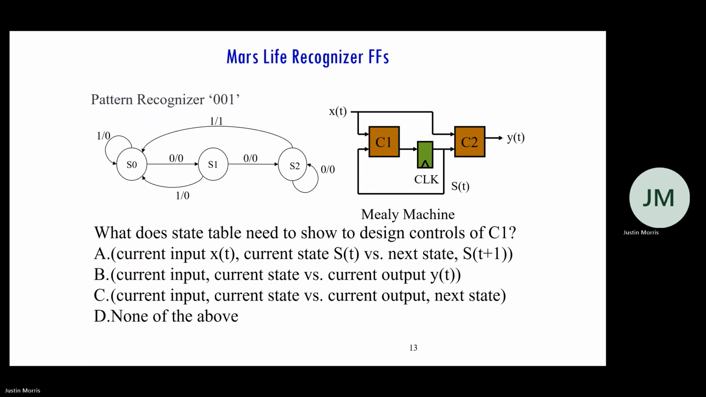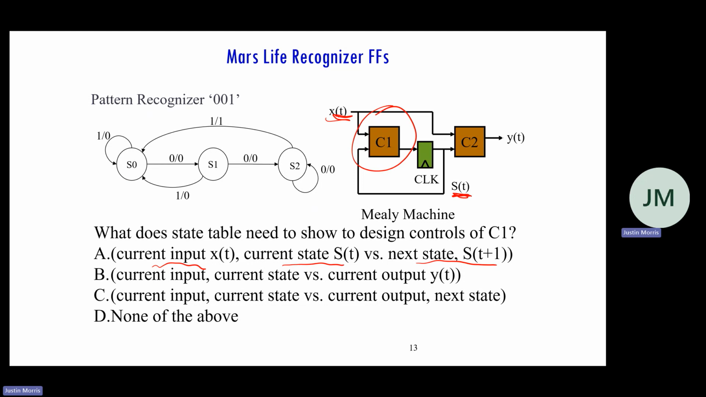So let's go through this one together. The question is, what does the state table need to show to design the controls of C1? So we can just look at C1. What's my input? I have 2 inputs, right? I have the current inputs, and then I do have the current state. And then what is C1 connected to? It's connected to the flip-flop, which is storing the state. So the input to the flip-flop is the next state, right? So this is current inputs, current states, and my output is next state.